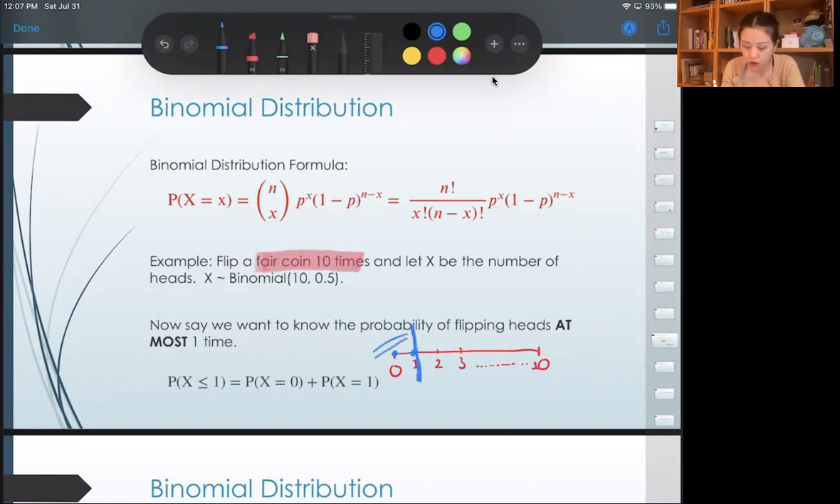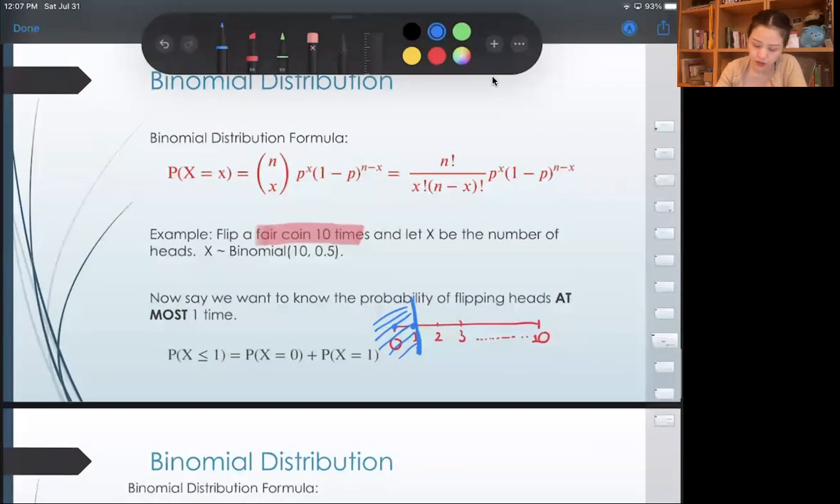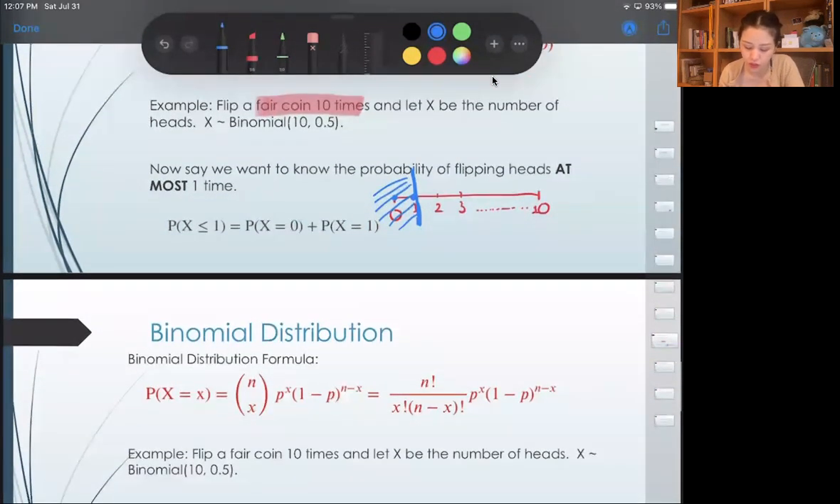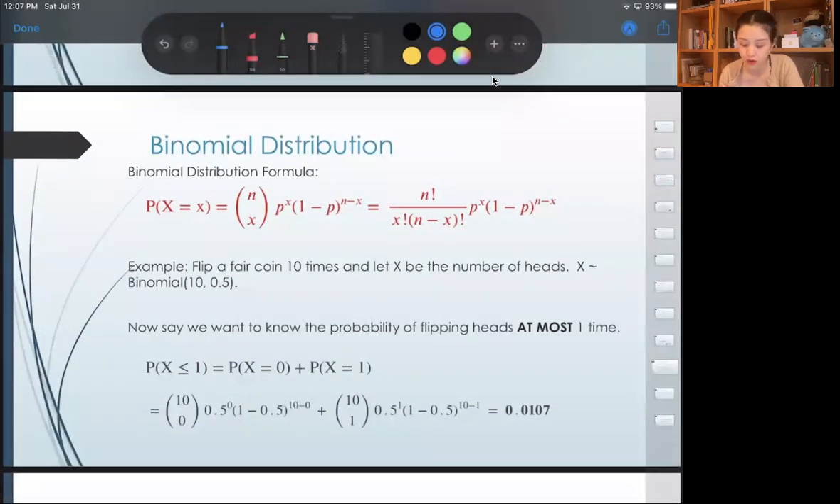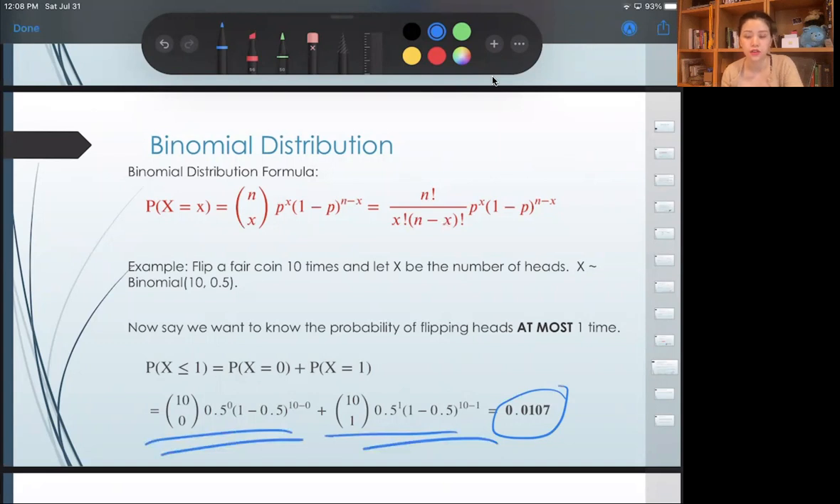Because it's a discrete random variable, all you have to do is choose either x equals 0 or x equals 1, and then add them up. For x equals 0, you plug in 0 for x. For x equals 1, you plug in 1 for x, and then use the same formula to calculate the probability. This time it's 0.0107. Just be careful when you calculate these. That's all. It's not that difficult. All you have to do is be careful with the arithmetic.